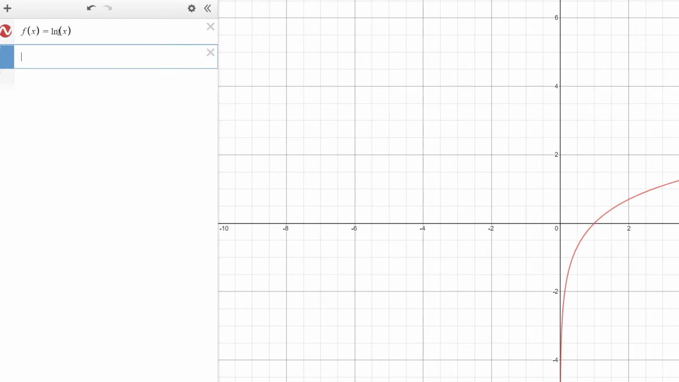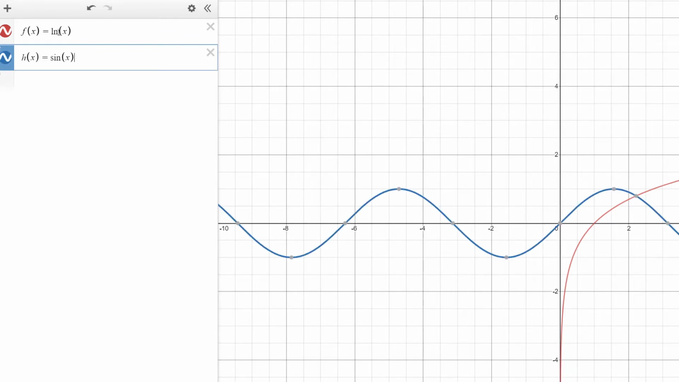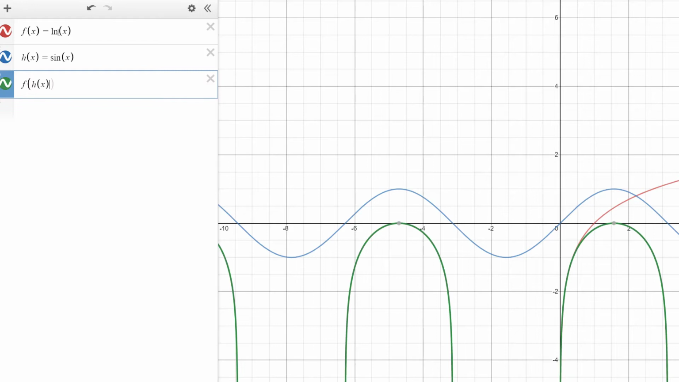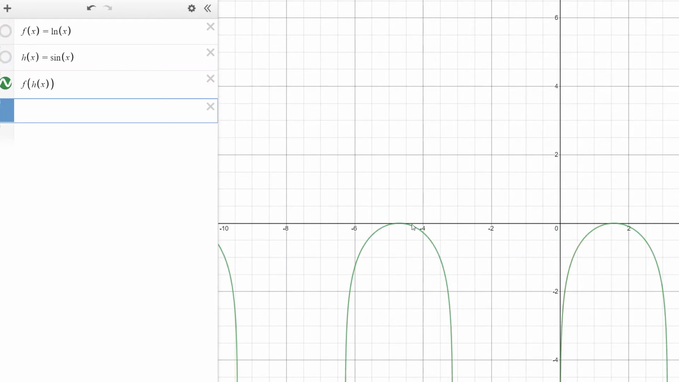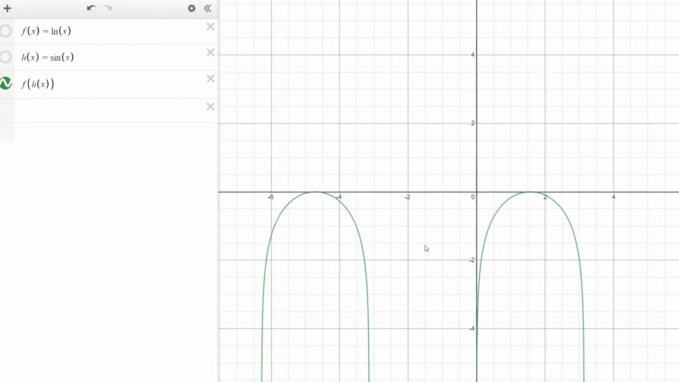You could totally do it like this if you wanted to. And I think that it was h of x was the sine. Is that what it was? I think that's right. And now what I'm going to do, you can see both the functions right there. I don't want them. What I want is f of h of x. And I'll turn off the other two. And look what I have.